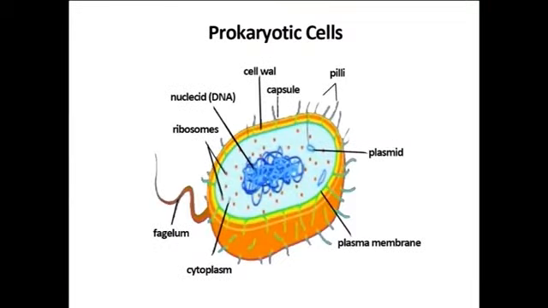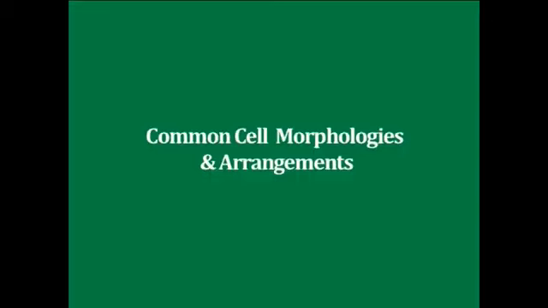Prokaryotic cells are found in bacteria, archaea and cyanobacteria or blue-green algae, and eukaryotic cells include all the other cells such as protista, fungal, plant and animal cells. The structures of a typical prokaryotic cell are described in more detail here. First, let us take up the common cell morphologies and arrangements.